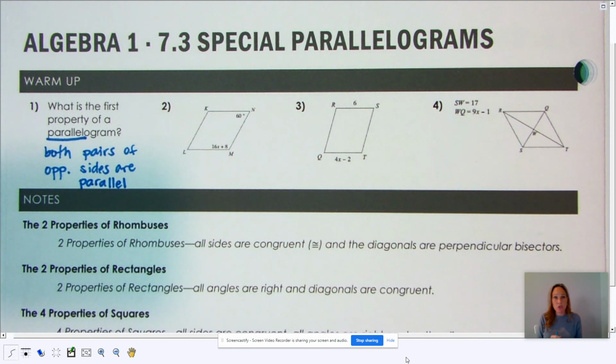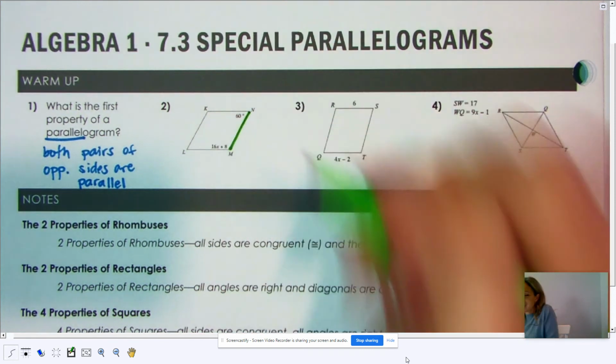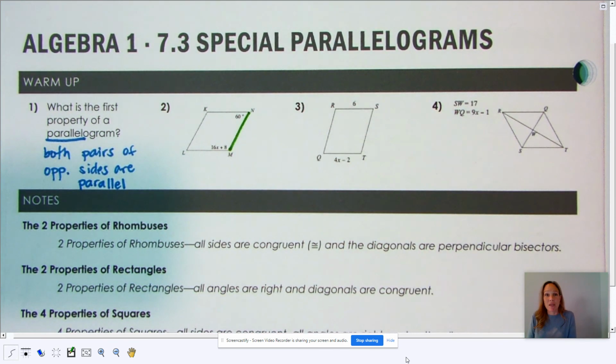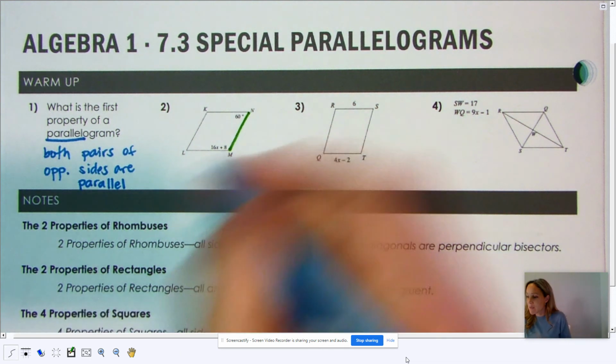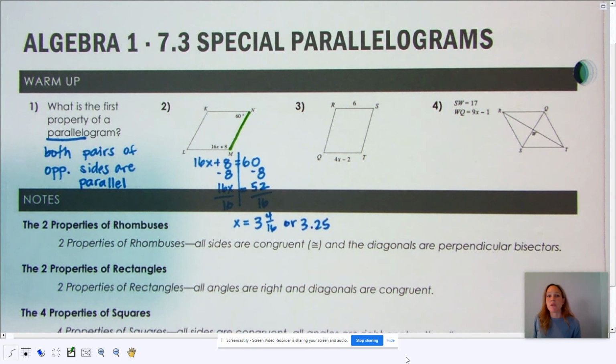Okay, question 2. We know that if we have opposite angles, they're going to be equal. If they're consecutive angles, meaning they share a side, they're going to be supplementary and add to 180. So looking from this angle to that angle, it is a side, so we have to add them up and make 180. And remember back a few chapters ago, these are same side interior, which we also knew then were supplementary. Okie dokie.